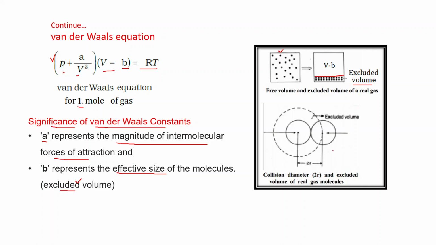In this diagram you can again see this excluded volume is determined by the collision diameter. This is one gas particle and this is another gas particle, and in this range this is called the collision diameter, and that's why this space or volume is the excluded volume for a real gas. According to the calculation, this excluded volume is 4 times the actual volume of a gas particle. So this is van der Waals equation.